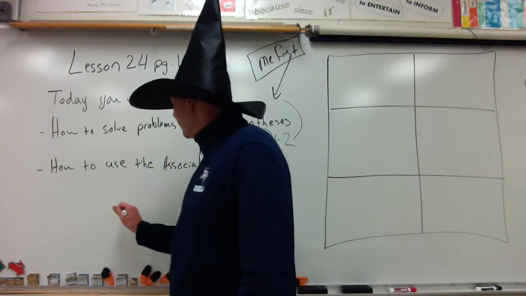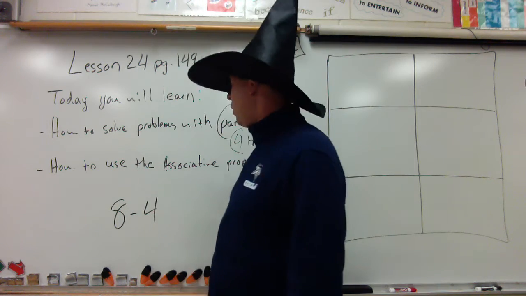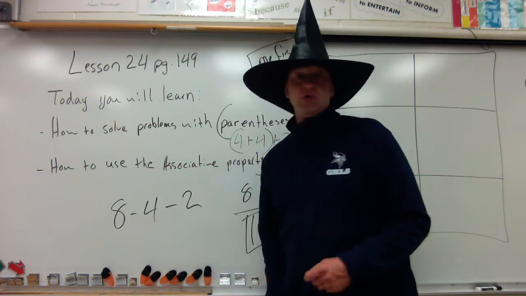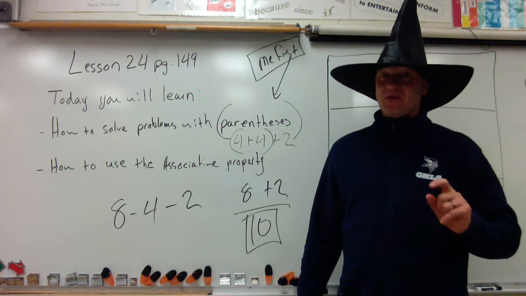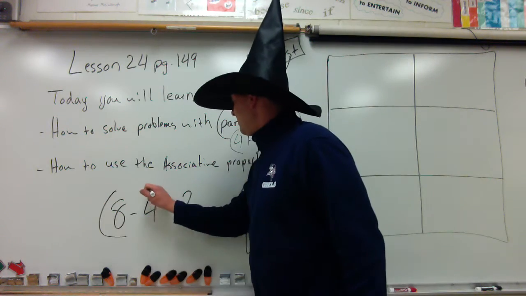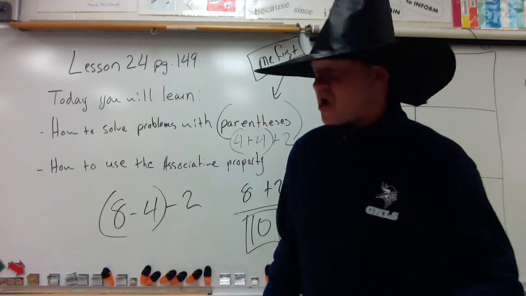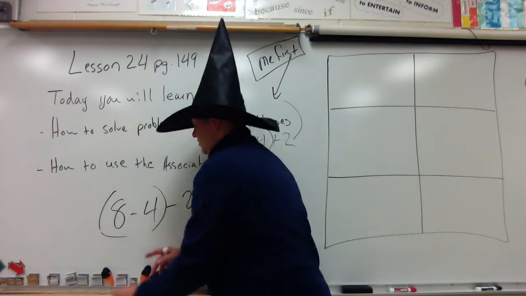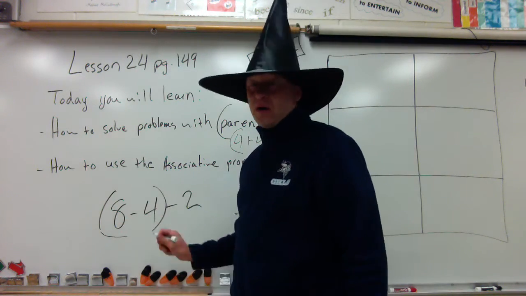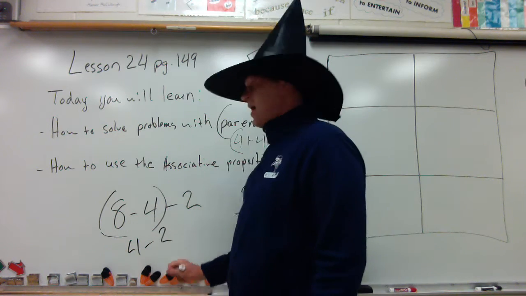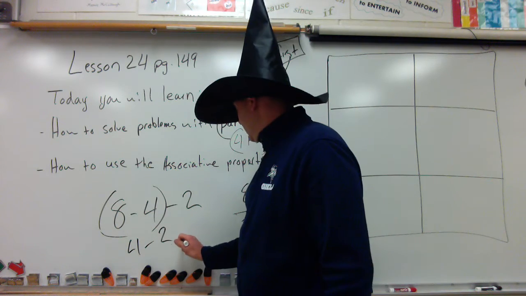However, we're going to get some problems like this: (8 minus 4) minus 2. And for subtraction, these parentheses are pretty important. Because if we go 8 minus 4 in parentheses, and the witch says, me first, means we got to do this first. And 8 minus 4 is 4. Bring down my minus 2, and 4 minus 2 equals 2.